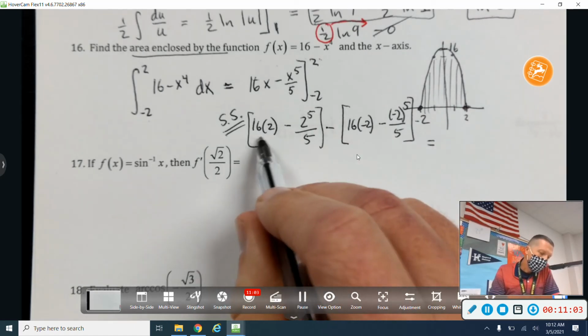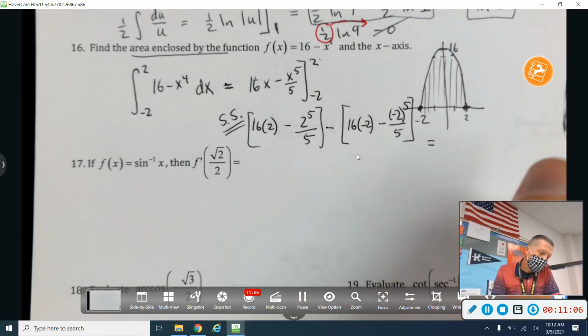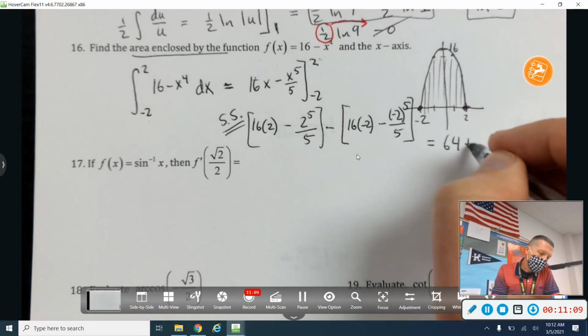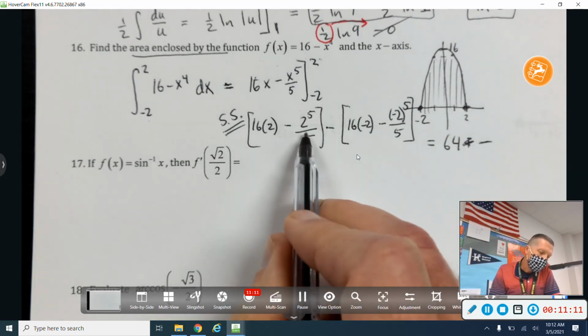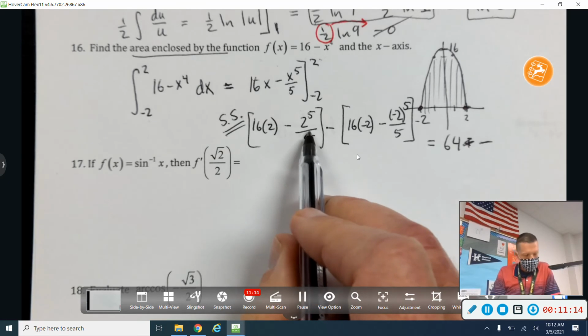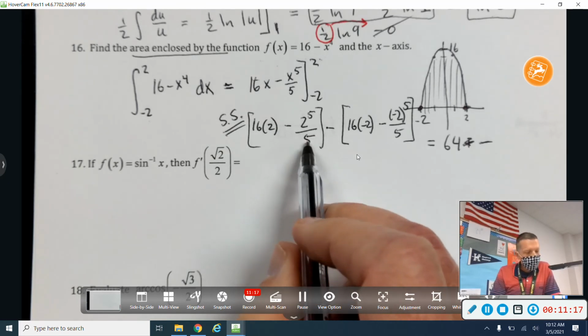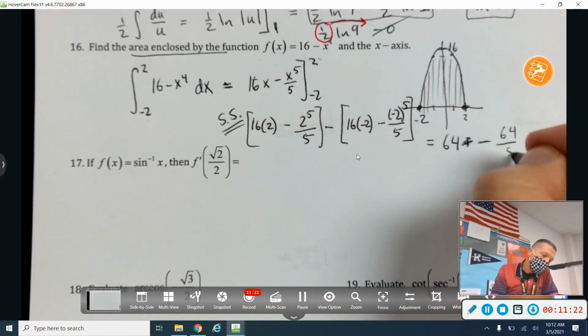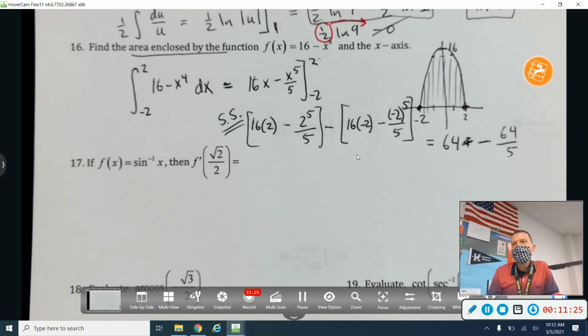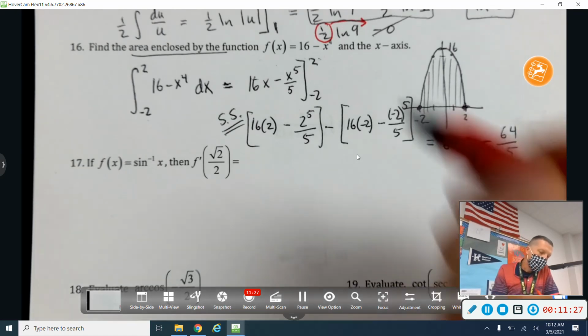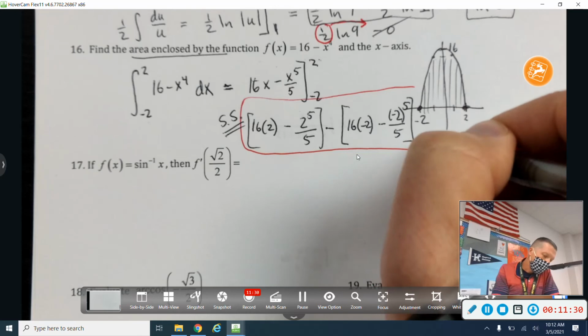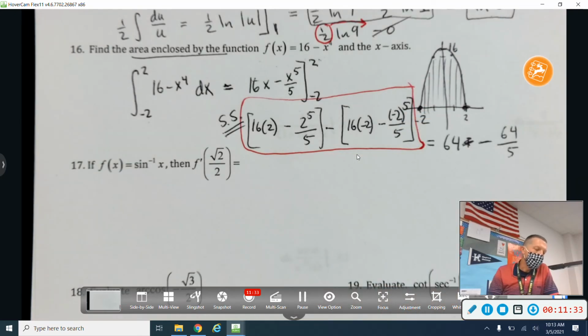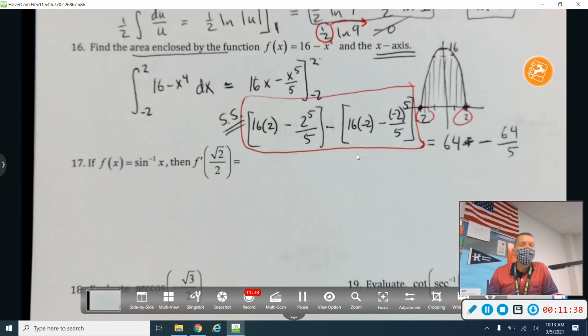Although 32 plus 32 would be 64. And then minus 2 to the 5th, 32 over 5. And then minus another one, minus 64 over 5. I guess that's a little bit cleaner answer. But given the choice, safe stop. But it was a good question because it did not tell you the limits. You had to kind of graph it and figure out where it intersected the x-axis to know what to use for the limits.